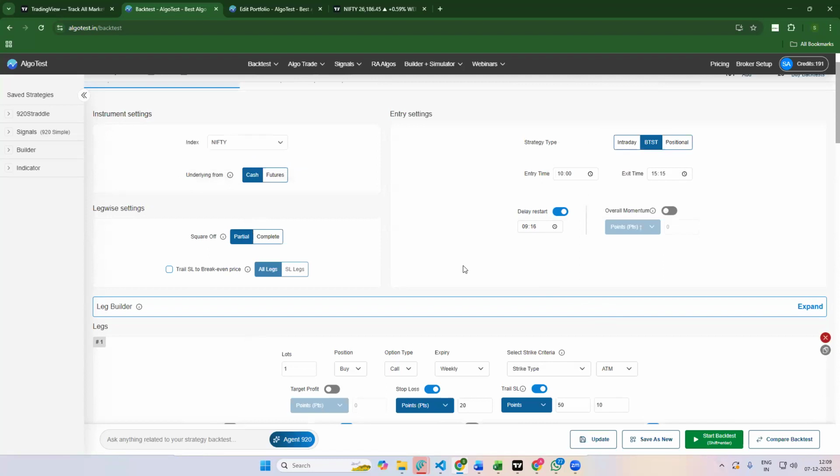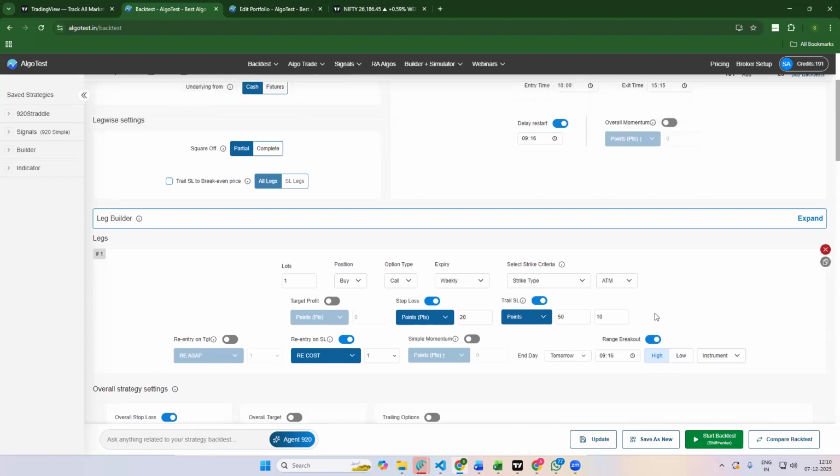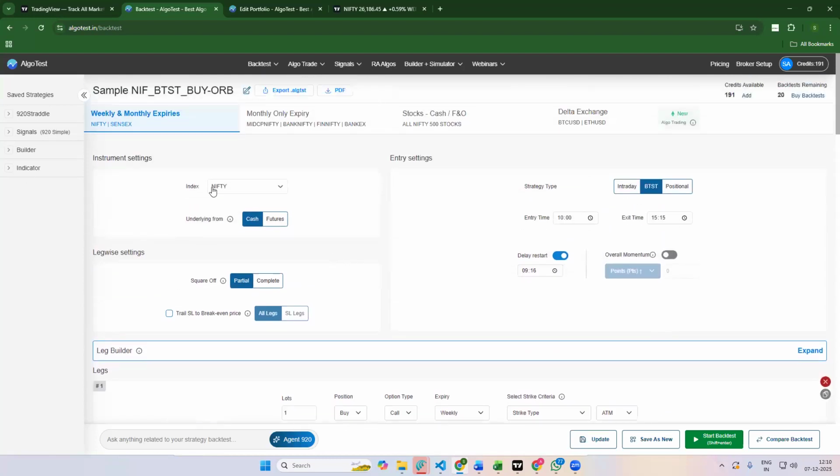In this range breakout, we will just trade whenever we break the range of the previous day. So what is this range? It is asking me if you want to trade when you break the high or low. So I'm saying I will trade when I break the previous day high. Are you able to understand this? What is there in front of you?